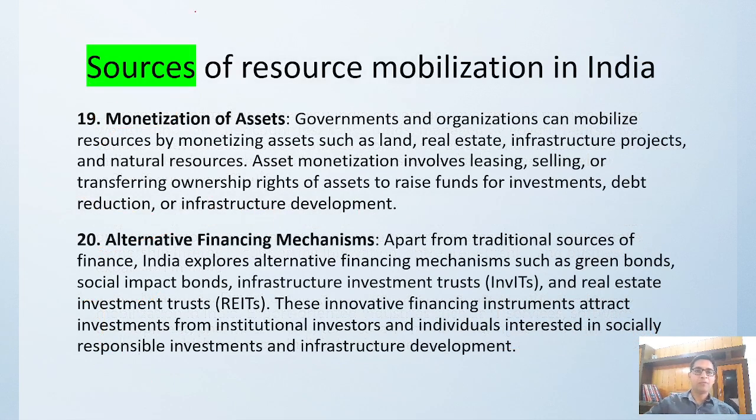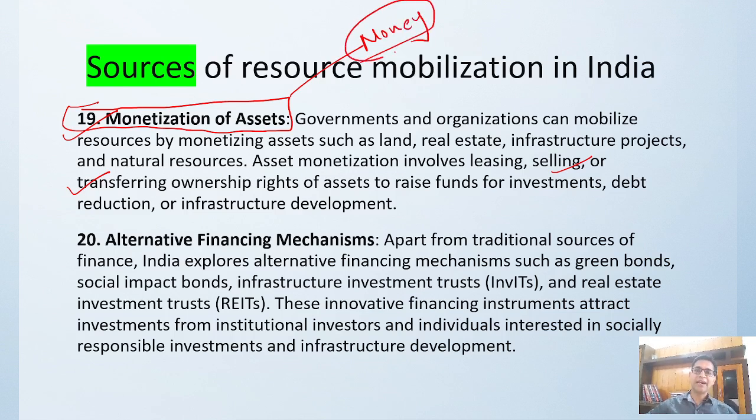Then we have monetization of assets. We have a lot of assets. Okay, government companies are there. We have real estate, land, infrastructure projects. You can lease them, you can sell them, you can transfer the ownership of them. Okay, that is called monetization of assets. That means you can monetize certain assets, loss-making assets. You get the money, let another party run that, and with that money you run something else. That is called monetization of assets.